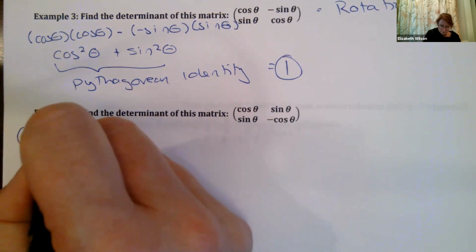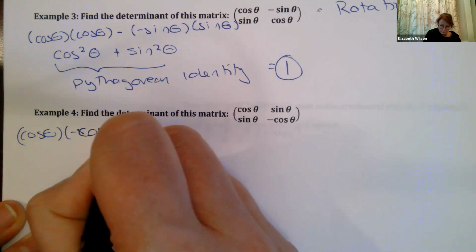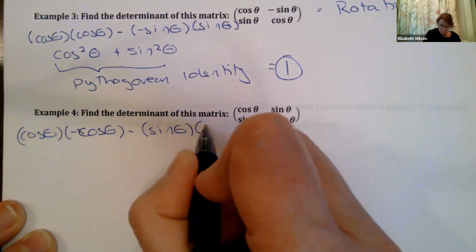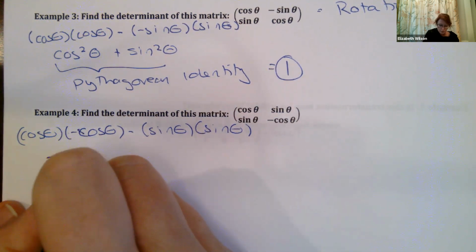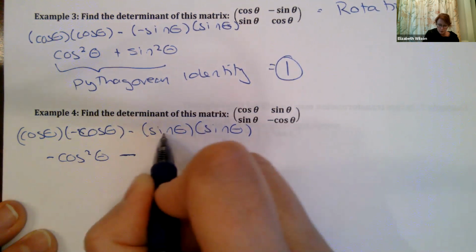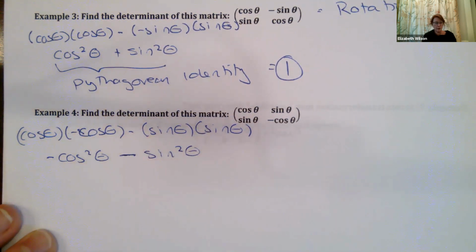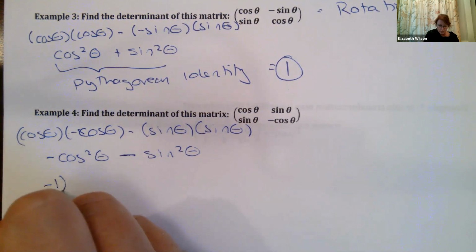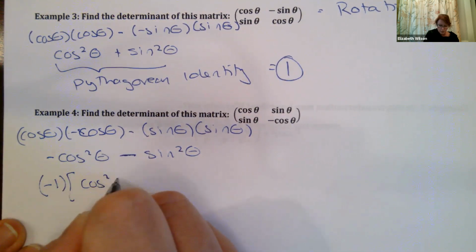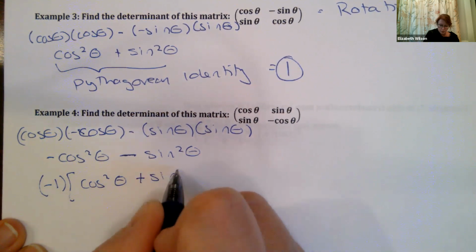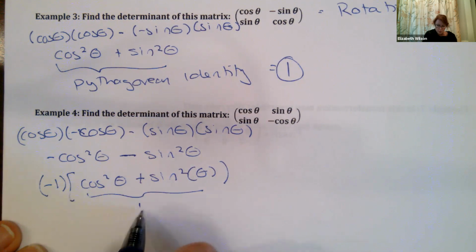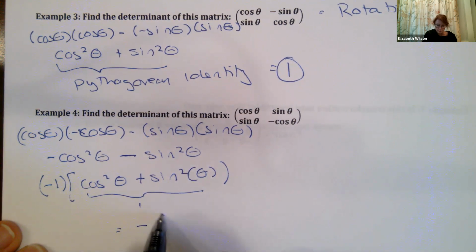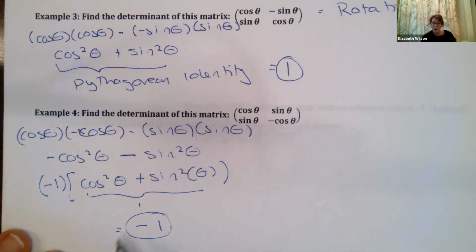Cosine of theta times a minus cosine becomes minus cosine squared of theta minus sine squared of theta. Now what I'm going to do is factor out a minus 1 to get cosine squared of theta plus sine squared of theta. Okay. So now, we already said this was our Pythagorean identity that was equal to 1. So minus 1 times positive 1 is equal to minus 1. So this one does not preserve handedness.